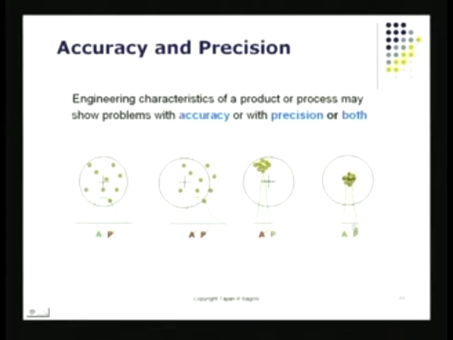And look at this fourth guy, he's firing his shots, the average is right on target and all the shots are pretty tight, pretty close to each other. So I've got here accuracy and also I've got precision. This is what you find when you go to manufacturing.